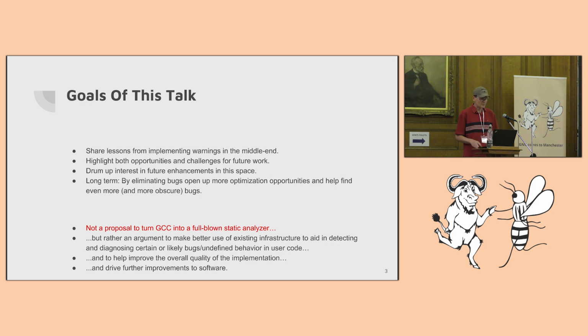I should preface this talk also by saying that this is not a proposal to turn GCC into a full-blown static analyzer. Rather, I'm trying to make an argument to make better use of the facilities that already exist in GCC, the optimization infrastructure, to help in detecting certain kinds of difficult to find bugs, usually involving some sort of undefined behavior in user code. As I said previously, the longer-term goal is to help improve the quality of the implementation as well as the quality of the code that the implementation is used to compile.